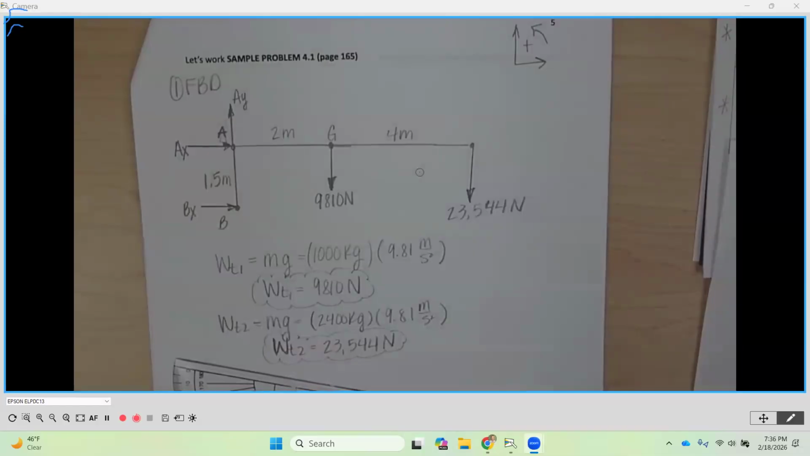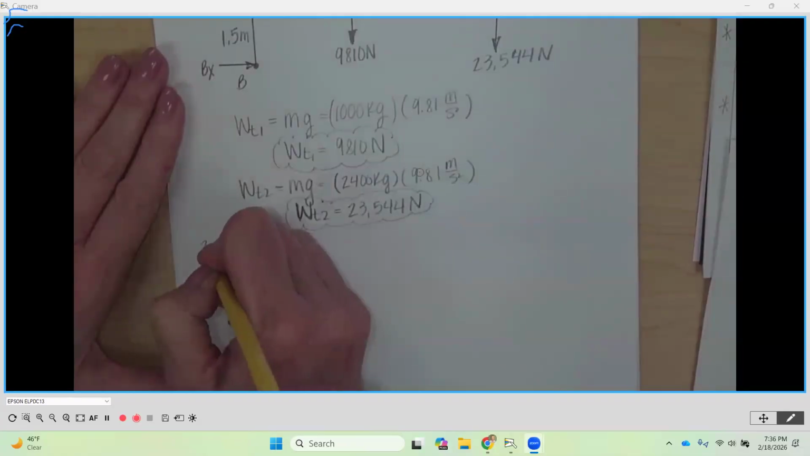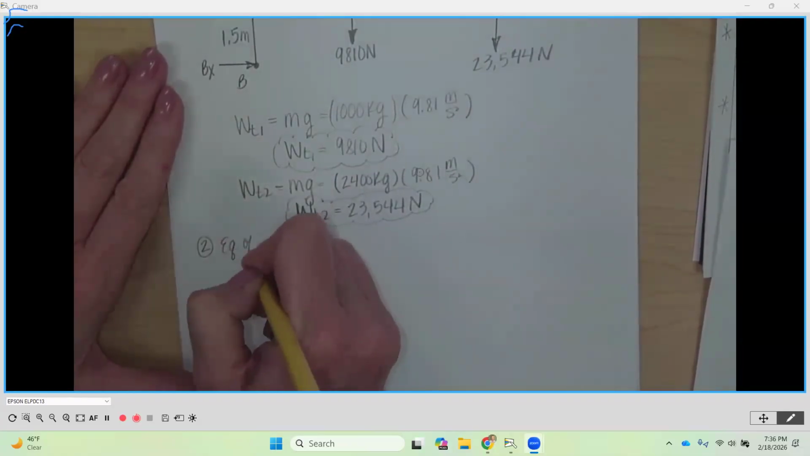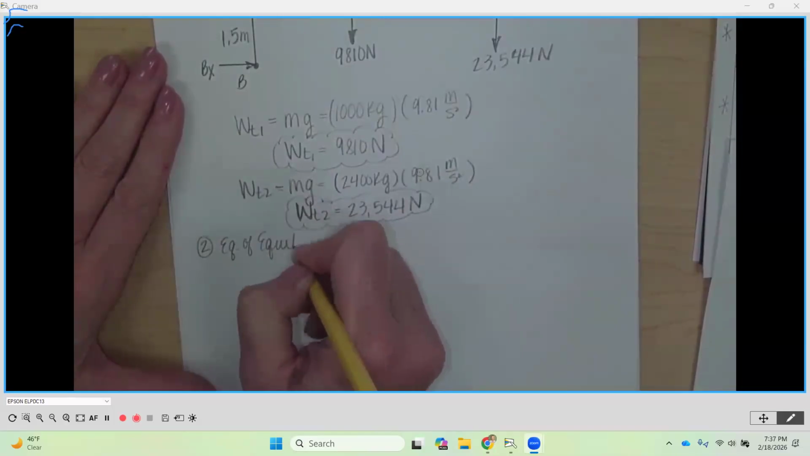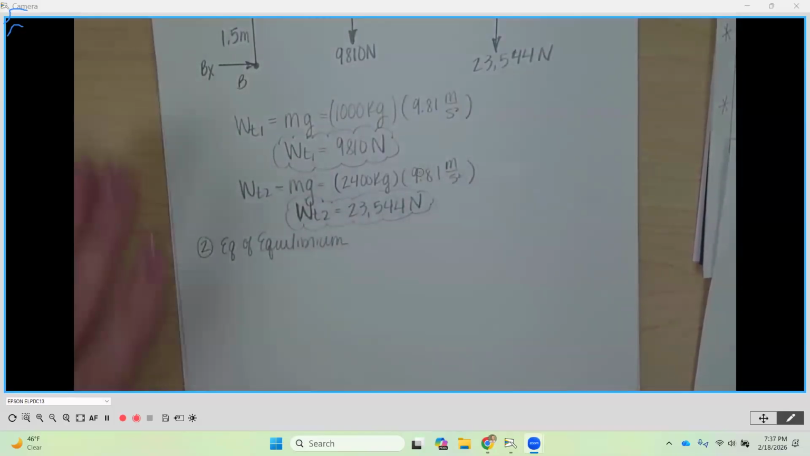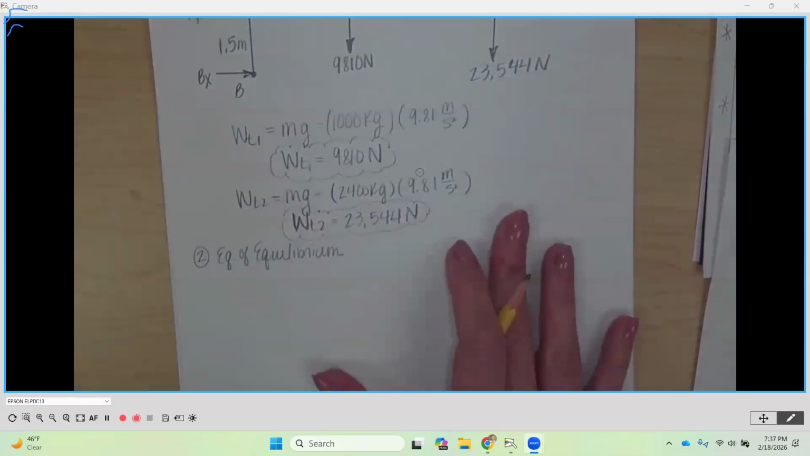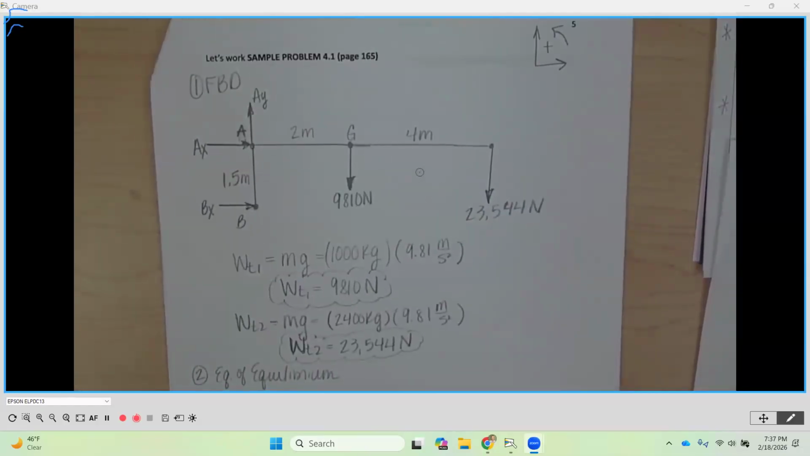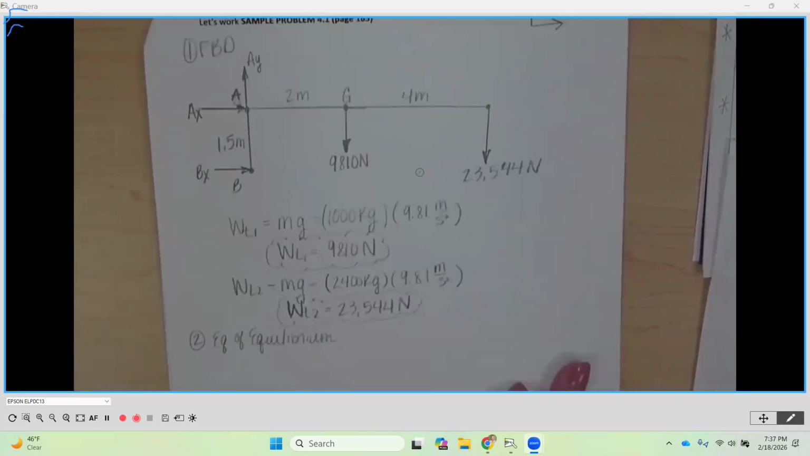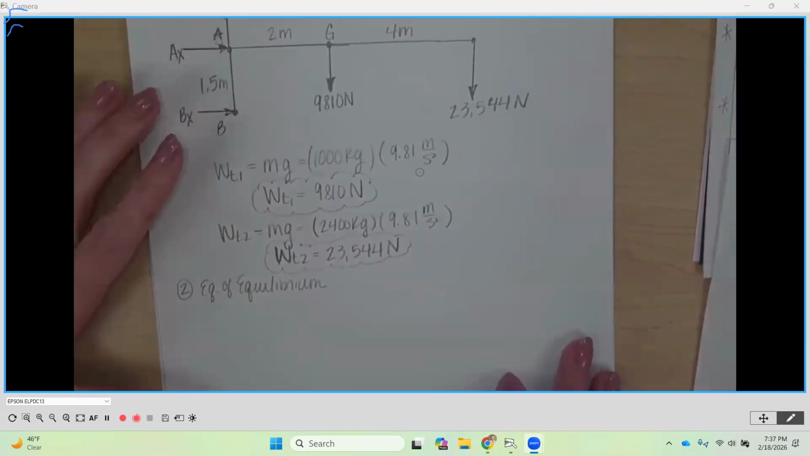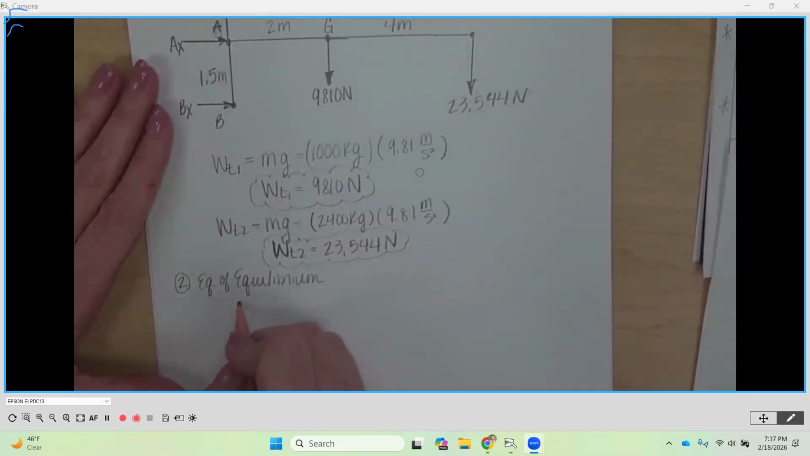Now we want to use our equations of equilibrium. Step number 2 is our equations of equilibrium to solve for our unknown quantities, which are AX, AY, and BX. Where do we want to start? Sum of the forces in the X? Sure, let's sum our forces in the X equal to 0.